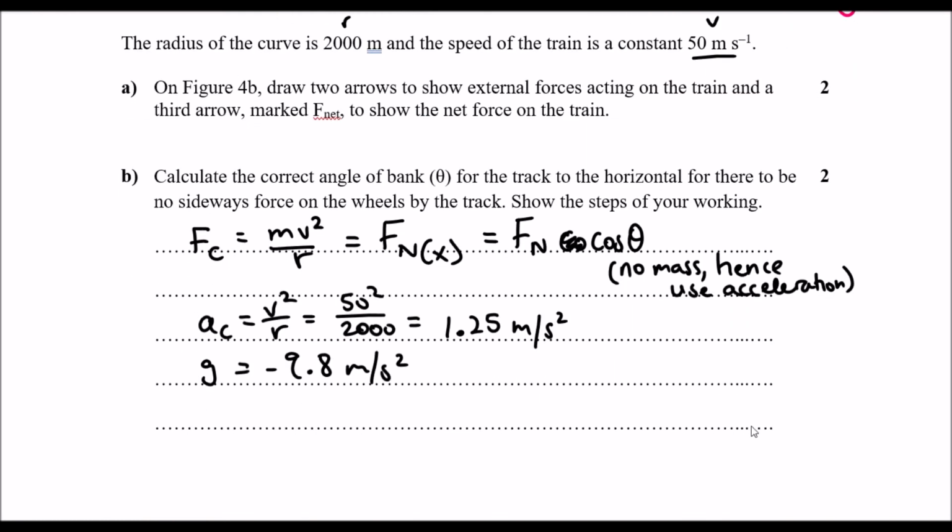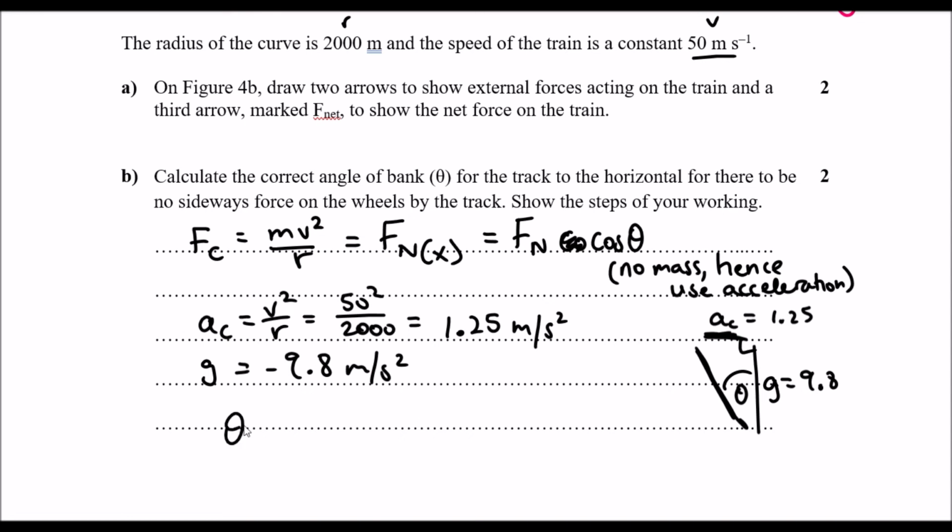So if I draw this back out again, draw my triangle. So I have my triangle like that. Theta is this angle here. This value is the centripetal acceleration, that is 1.25. This is the value of g, which is 9.8. I can use tan theta to solve for my answer.